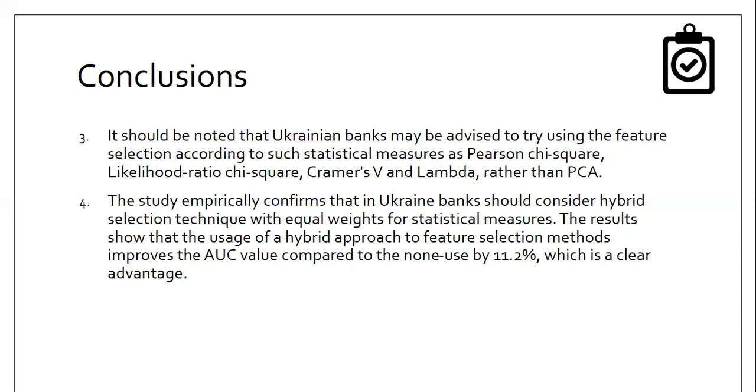And the fourth conclusion is that for Ukrainian banks, it should be noted that they can use some statistical measures, as you can see on the slide, and decrease the number of features to 20, so they can improve their AUC values, which can be really significant improvements in AUC values.